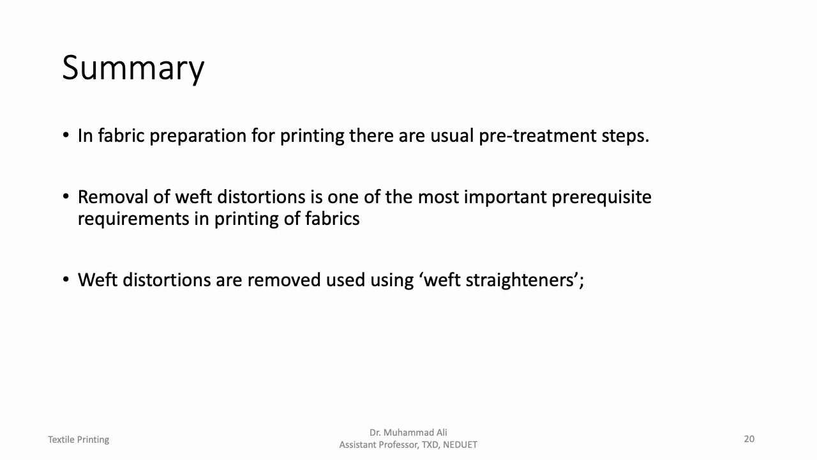Weft distortions are removed using machines called weft straighteners, and the types are a roller weft straightener, which is used to remove simple bow, skew, and simple combinations of bow and skew. We have another type of weft straightener called a pinwheel weft straightener, which is known to remove all types of distortions, including what are known as compound distortions. And then we have combination weft straighteners that provide us the best of both of these weft straighteners.